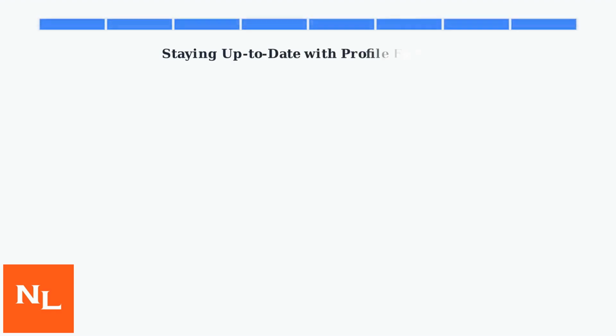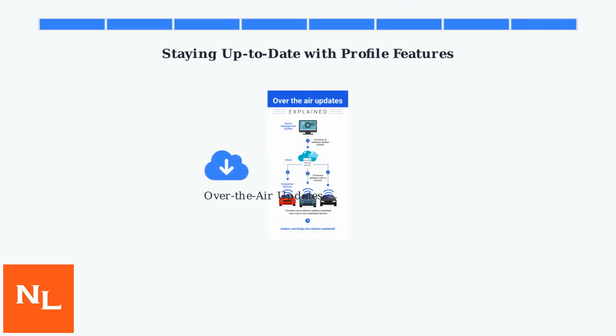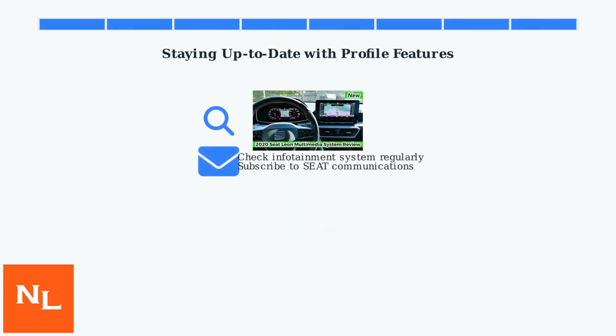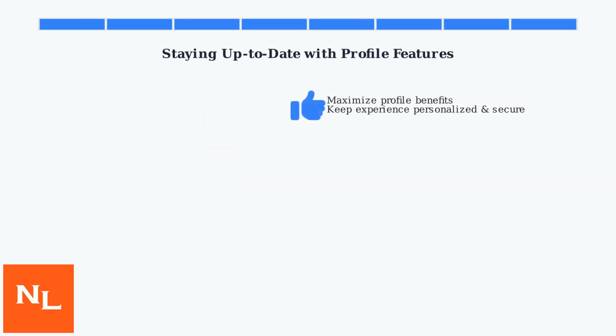The Seat Leon 4's infotainment system receives over-the-air updates that introduce new features and enhancements to the user profile system. These OTA updates are delivered wirelessly to your vehicle, adding new profile features and improving security without needing a dealership visit. To stay informed about updates, regularly check your vehicle's infotainment system for notifications or subscribe to its official communications for announcements. These updates help you maximize the benefits of user profiles, keeping your driving experience personalized and secure.